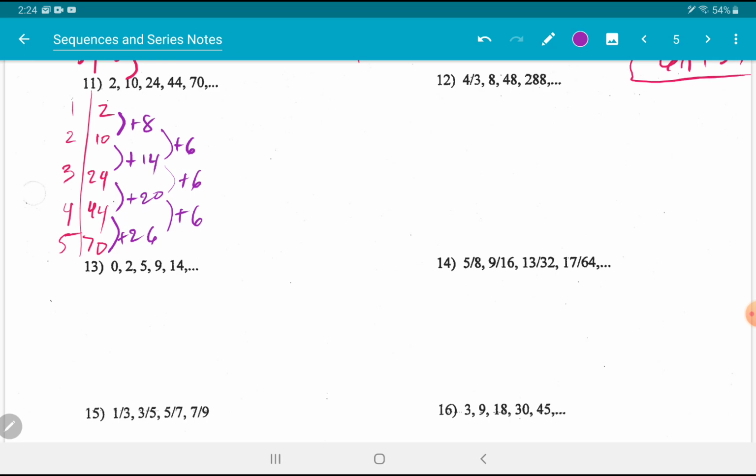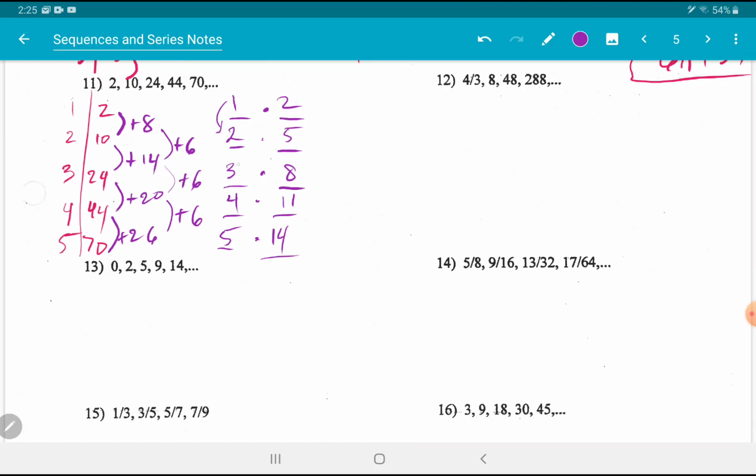All right, let's take a look. What times what gives us 2? Let's try 1 times 2 first. What times what gives us 10? Maybe 2 times 5? Let's see. What times what gives us 24? I see a pattern going here. I see 1 and 2, so maybe I want this to be a 3, huh? So 3 times 8 would give us 24. 4 times 11 would give us 44. And what's that? 5 times 14 gives us 70. Look at that. Oh, man, I'm on a roll. I get this on the first time.